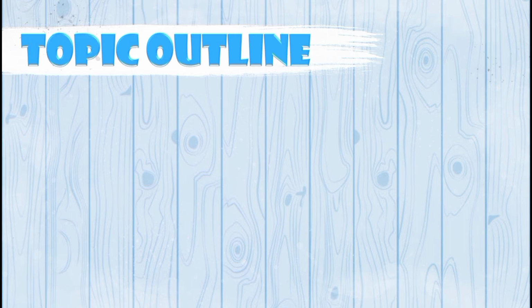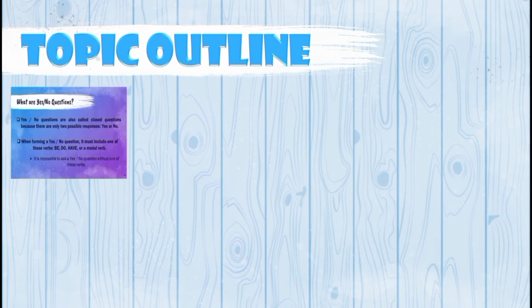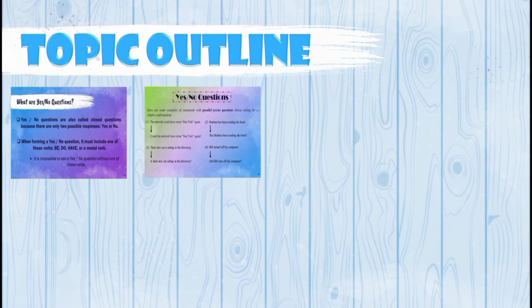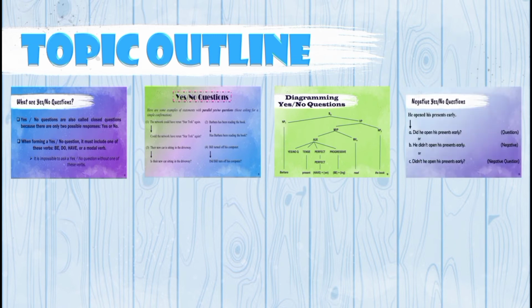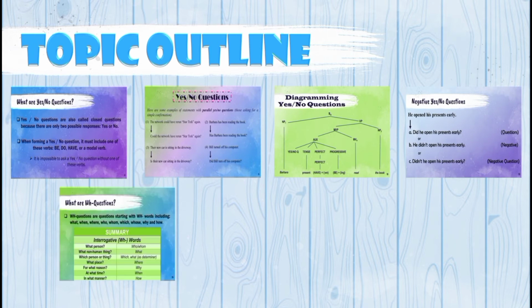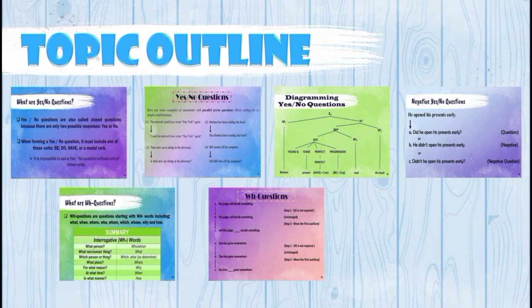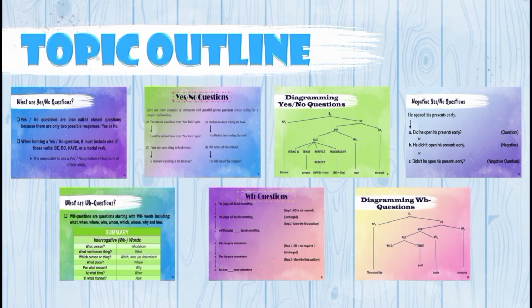So our discussion is divided into 7 partitions. First, we will define yes or no questions. Second, we will be giving examples. Third, we will diagram it. Fourth, we will be dealing with negative yes or no questions. Fifth, we will be defining WH questions. Sixth, we will be giving examples. And seventh, we will diagram it.